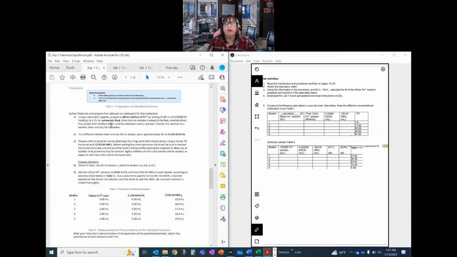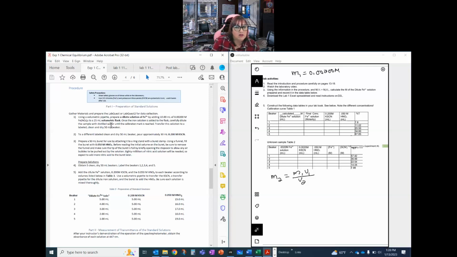Now, M1V1 equals M2V2. M stands for molarity, V stands for volume. And what this means is that I take a certain volume of a certain molarity, then I add that to something, and I dilute it with water to a different volume. So I can use this equation to solve for the new molarity. So I'm going to be solving for M2. So I'm going to take M2 is equal to M1V1 over V2.